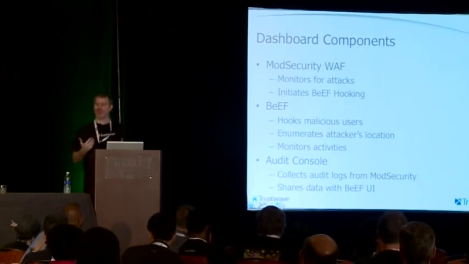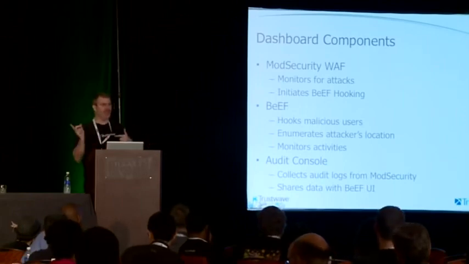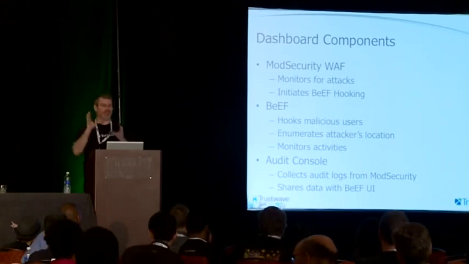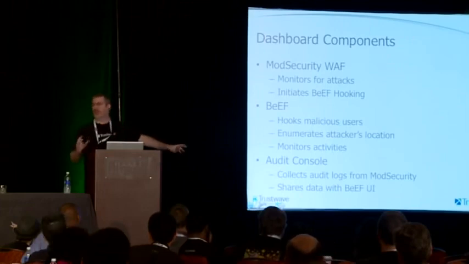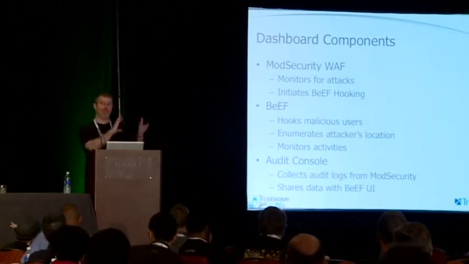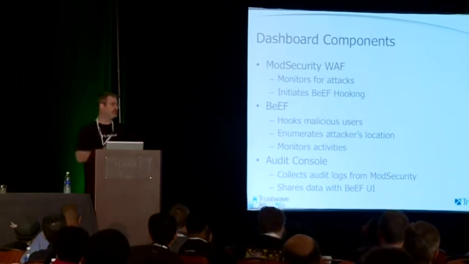Once ModSecurity sees they've triggered whatever this logic is, now we're going to send down the code to do the initial hooking. Once they've done that, they talk with the BeEF server. So we're going to set up the BeEF server where we manipulate a few things to make it for our purpose. And then we have the audit console integration that we're going to talk about at the end, which is including WAF events into your console so you get more context of what this user is doing.